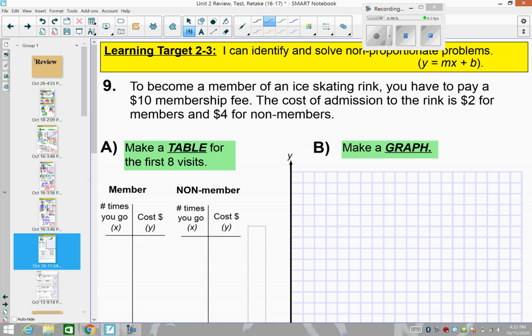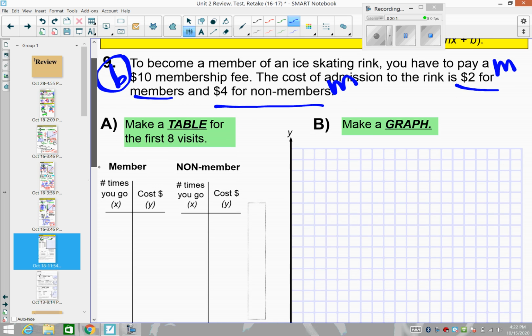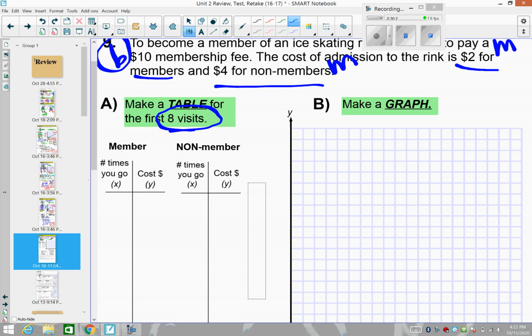To become a member of an ice skating rink, you have to pay a $10 membership fee. That sounds like a B to me. Okay. The cost of admission to the rink is $2 for members. That sounds like a slope. And $4 for non-members. So kind of a different scenario. Make a table for 8 visits. All right, here we go.